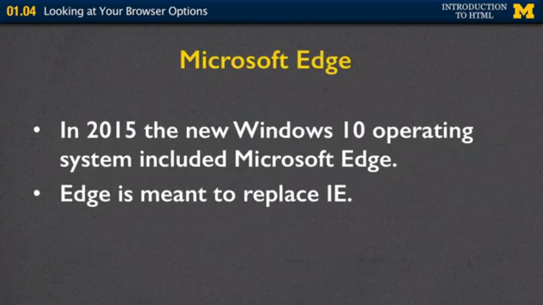In 2015, Windows 10 came out, and instead of including Internet Explorer as the default, it's using something called Microsoft Edge. Edge is meant to replace Internet Explorer, so people who buy new computers are going to be using Edge. But don't forget, people don't buy new computers all the time, or even if they do buy a new computer, they might decide they still like Internet Explorer better. So you basically want to make sure that you're considering both browsers.